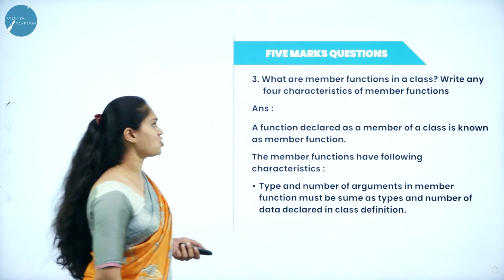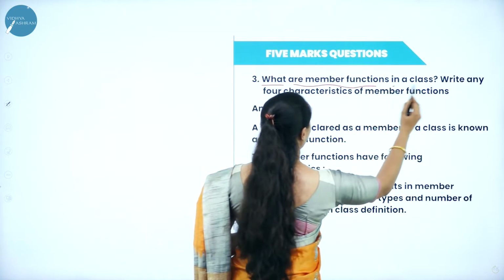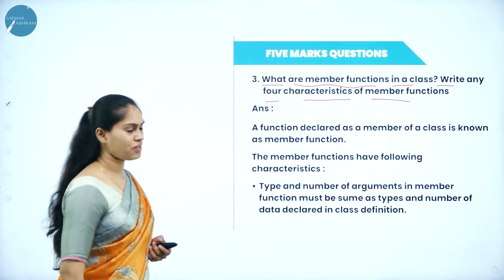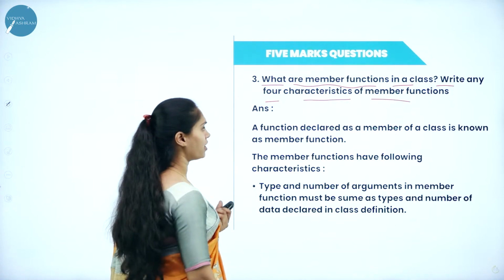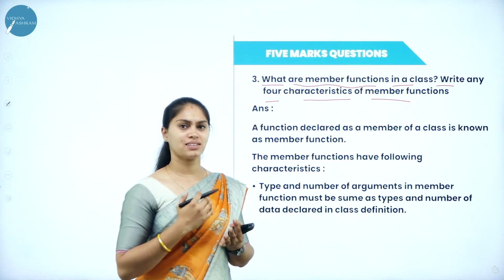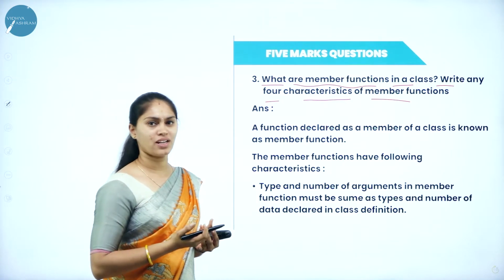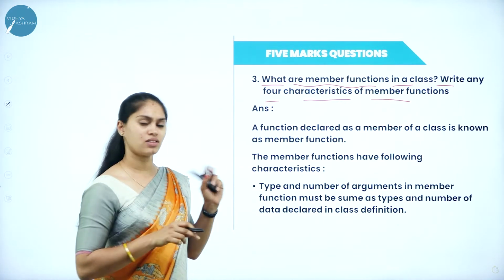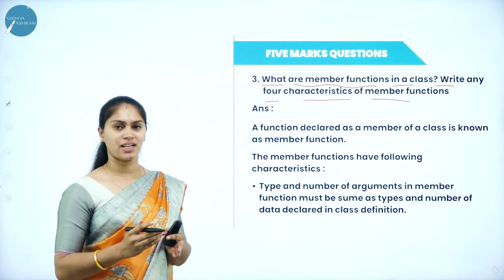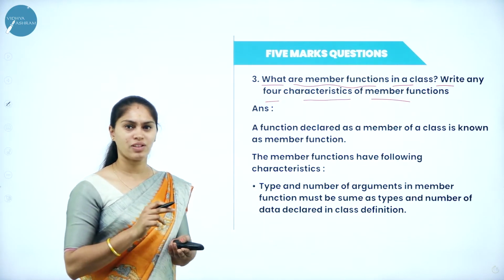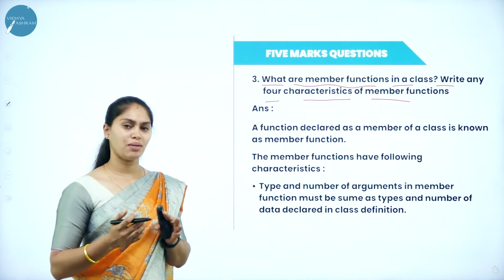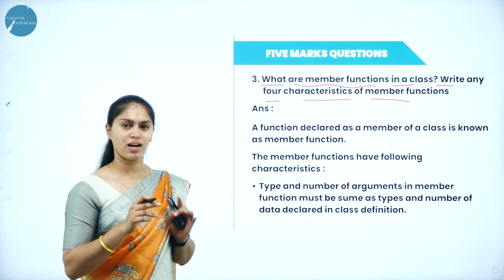We'll see the next question. What are member functions in a class? Write any 4 characteristics of a member function. So we are dealing with a 5 mark question. You have to understand that in any question, whether it is for 2 marks, 3 marks or 5 marks, any question with a question mark will be for 1 mark, and the remaining questions will be for the remaining marks. For example, if it is 2 marks, the question with a question mark is 1 mark and the remaining question will be for 1 mark. For 3 marks, the question with a question mark is 1 mark.